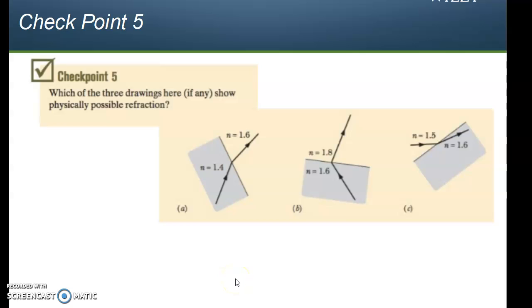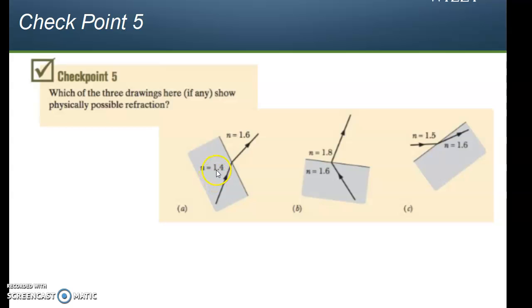Okay, let's just double check your understanding of that refraction and reflection idea. Actually, we're going to be checking refraction more than anything right here on this checkpoint. And the question is, which of these three drawings, if any, show physically possible refraction?